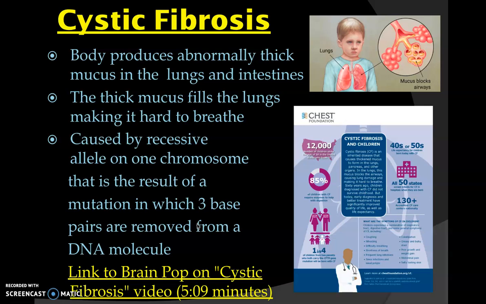Okay, the first condition I want to share with you today is called cystic fibrosis. This is a condition that affects a person's lungs mainly. The body produces abnormally thick mucus in the lungs and the intestines. The thick mucus fills the lungs and it makes it hard to breathe, which I can imagine if I had water or fluid of any type in my lungs, it would be hard to breathe in and breathe out. Cystic fibrosis is caused by a recessive allele on one chromosome, and it's the result of a mutation in which three of the base pairs of nitrogen bases end up getting removed from a DNA molecule.